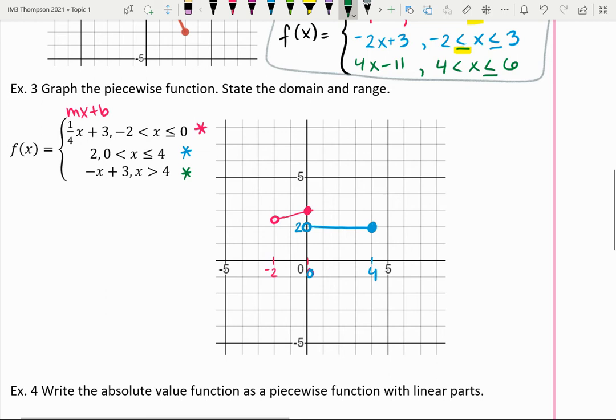And the third part of my line is negative x plus 3. So we have a y-intercept of 3. And then the negative x means that this has a slope of negative 1 over 1. So I go down 1 over 1, down 1 over 1, down 1 over 1, down 1 over 1, like this.